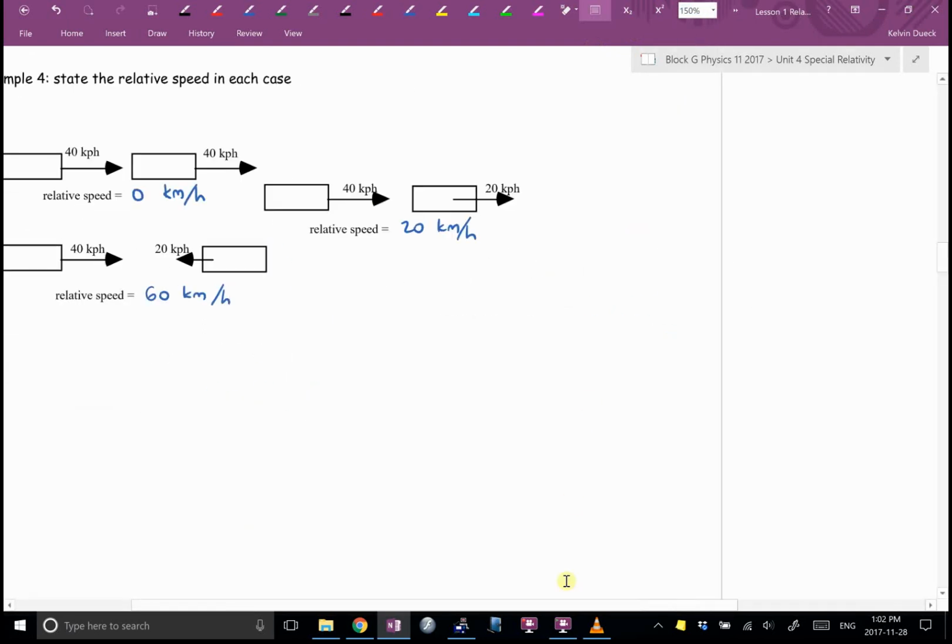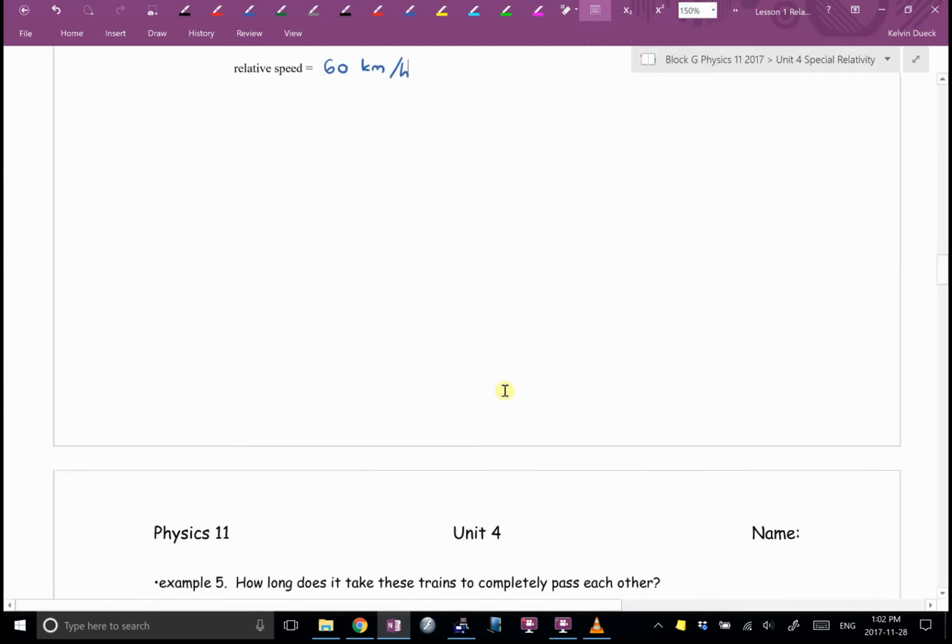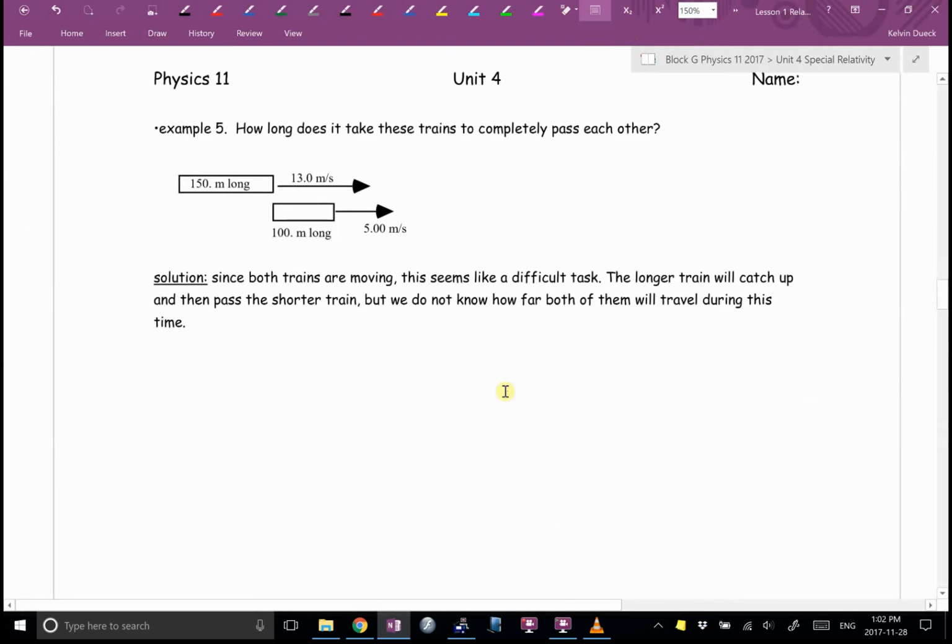Let's do a couple more applications here. I like example 5. Example 5 is a nice question. Example 5 says, how long does it take these trains to completely pass each other? First of all, I have to define what I mean by completely pass. Aisha, to completely pass, the back part of this train has to get past the front part of the bottom train.